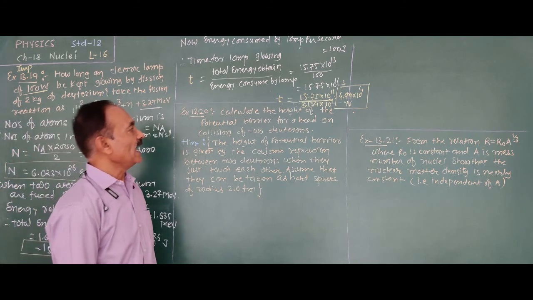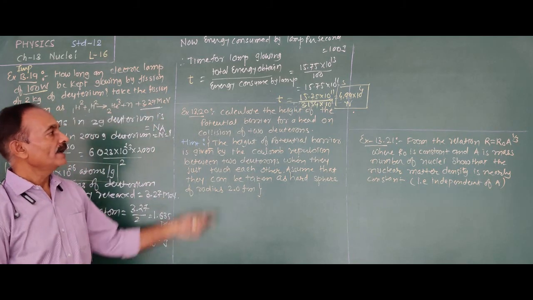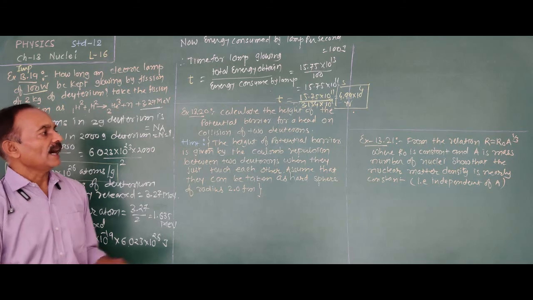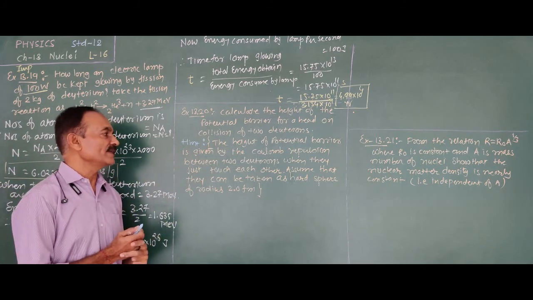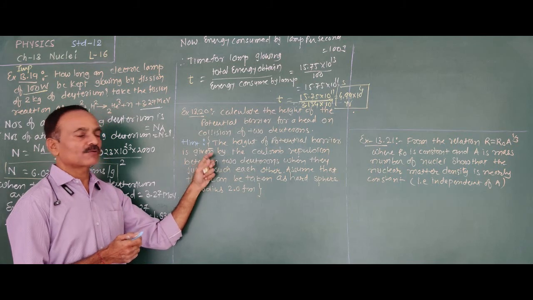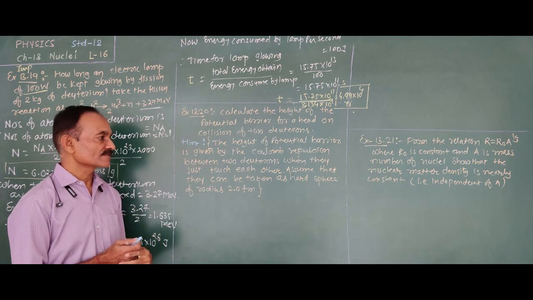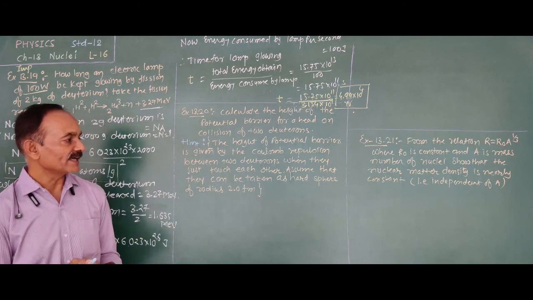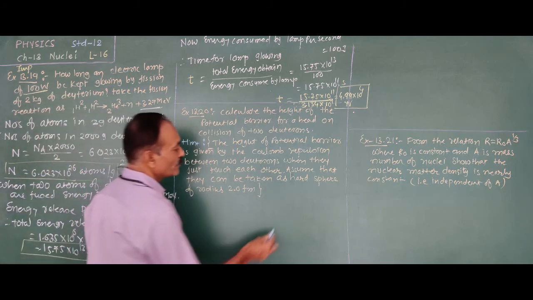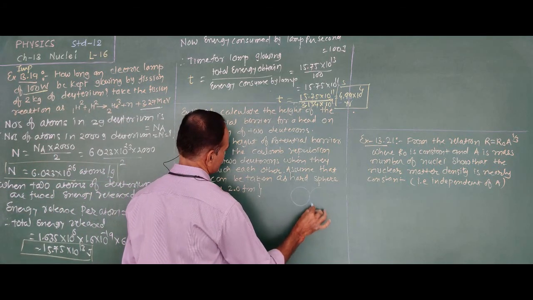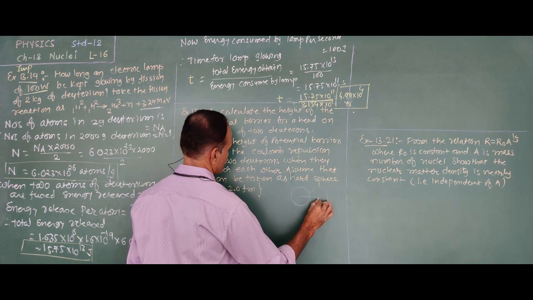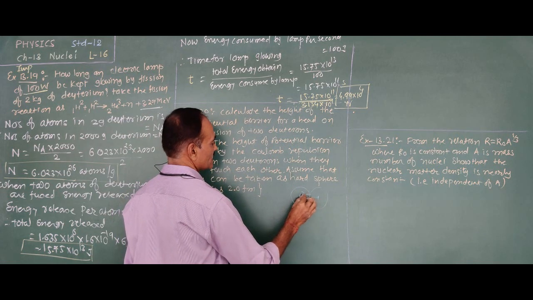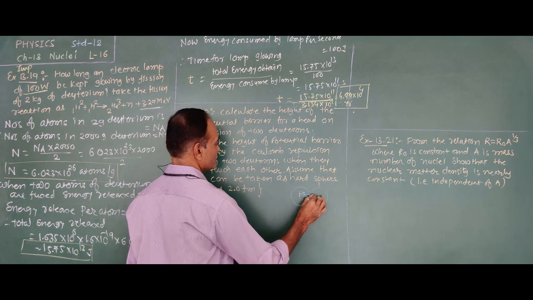After that, calculate the height of the potential barrier for a head-on collision of the two deuterons. The hint is given. The height of the potential barrier is given by the Coulomb repulsion between two deuterons when they just touch each other. Assume that they can be taken as hard spheres of radius two femtometers. So here we consider the deuterium atom in this way. The radius is this capital R, 2 femtometer.